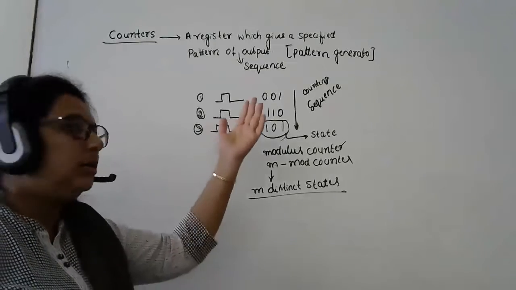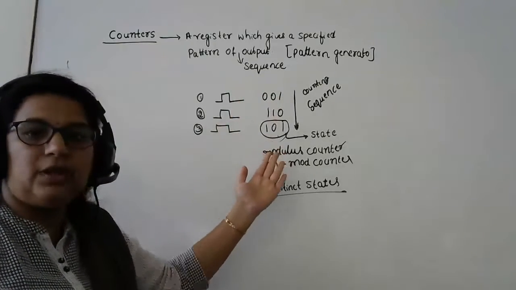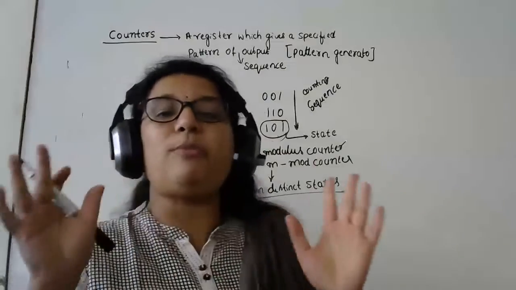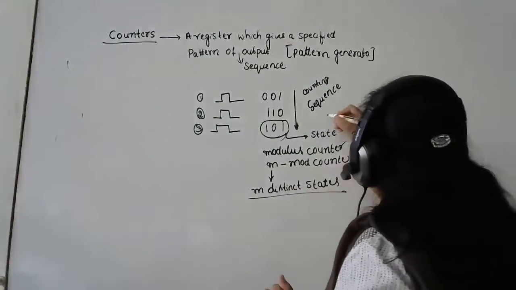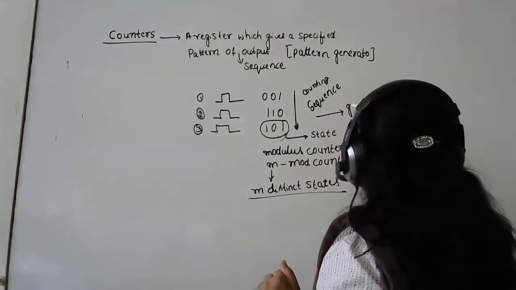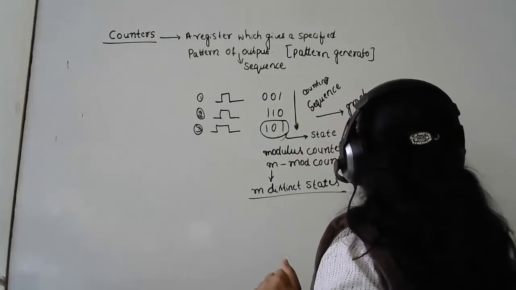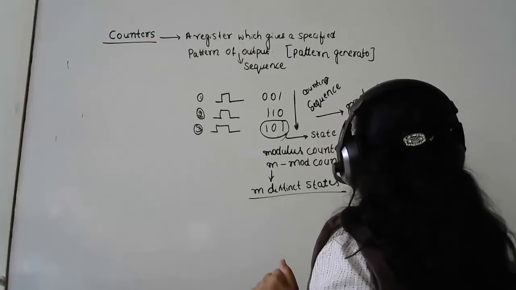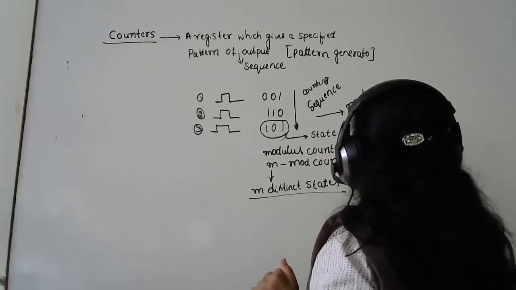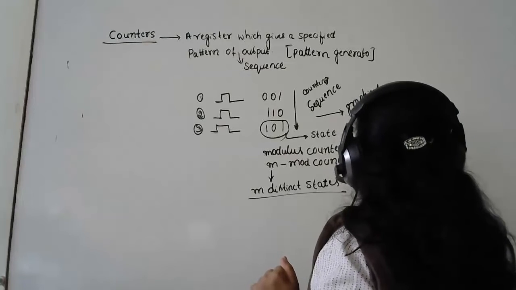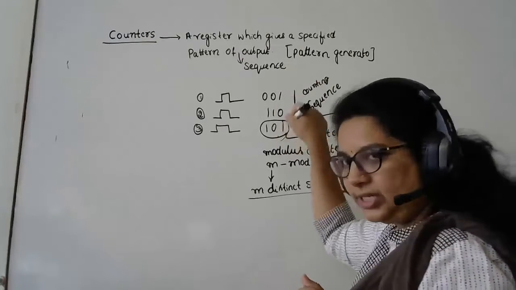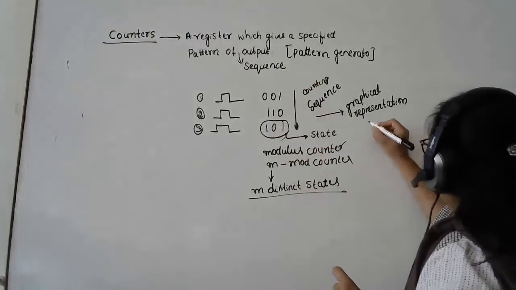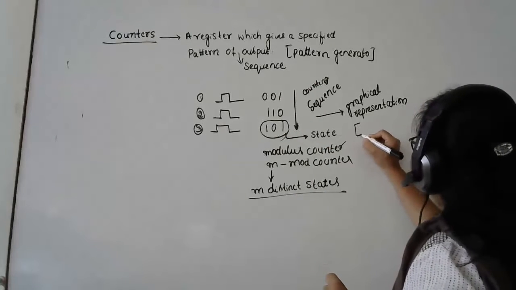Now, the states that I'm having, I can represent in the form of a graph. So the graphical representation of the states that I'm having, I call it a state diagram.